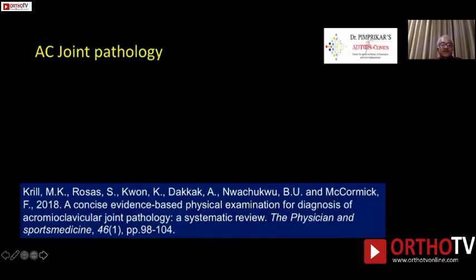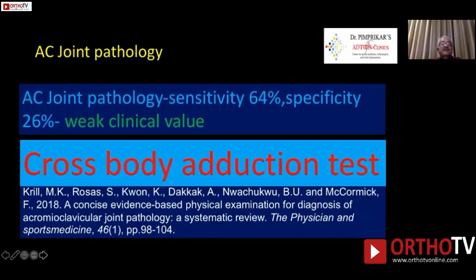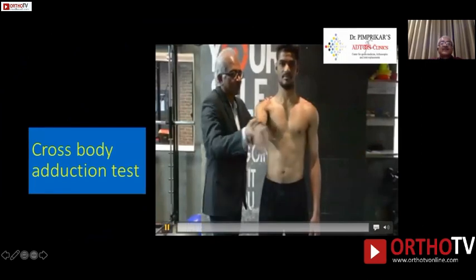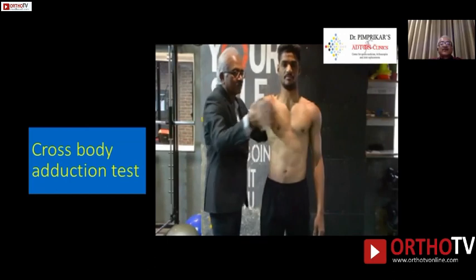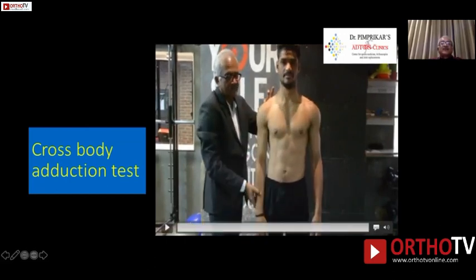AC joint pathologies are again common as the patient passes middle age. In this, the cross-body adduction test gives us a weak clinical value with 26% specificity and 64% sensitivity. It's done in standing position where the arm is elevated to 90 degrees of flexion, the elbow is completely extended, and a cross-body adduction is performed.